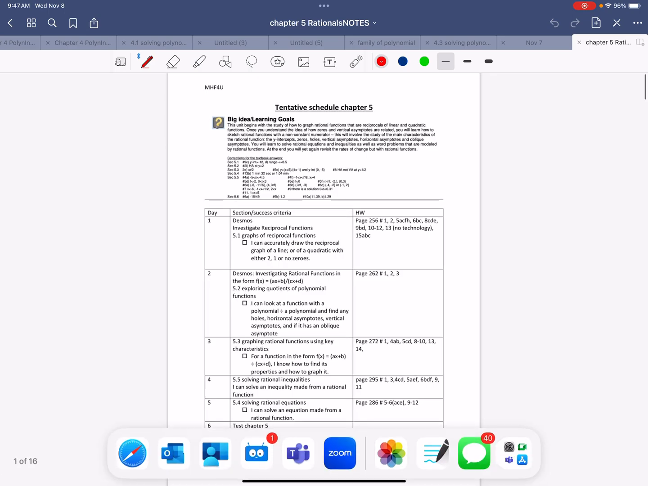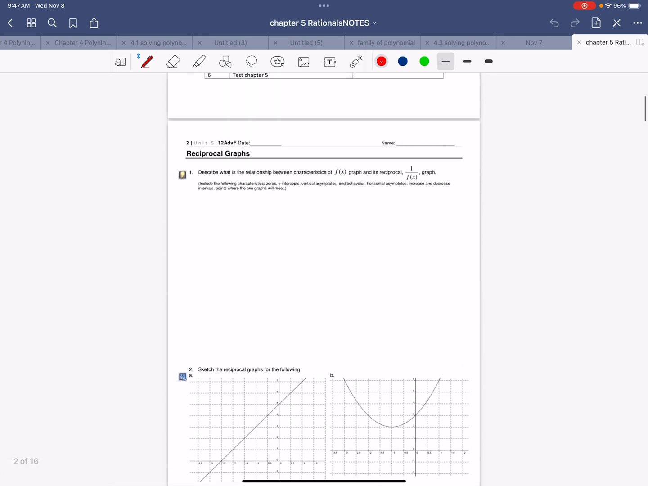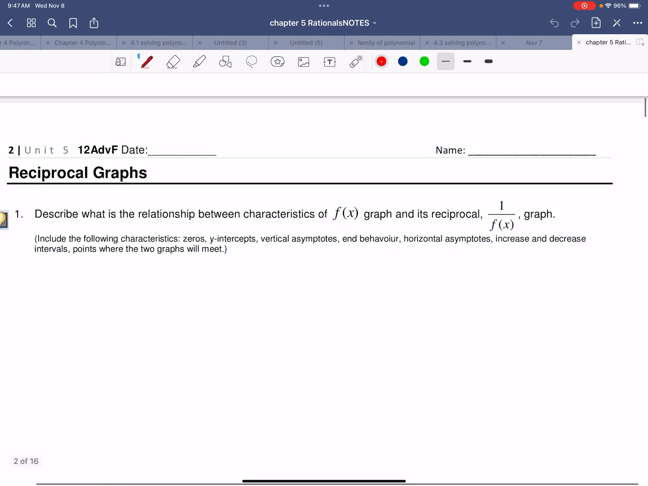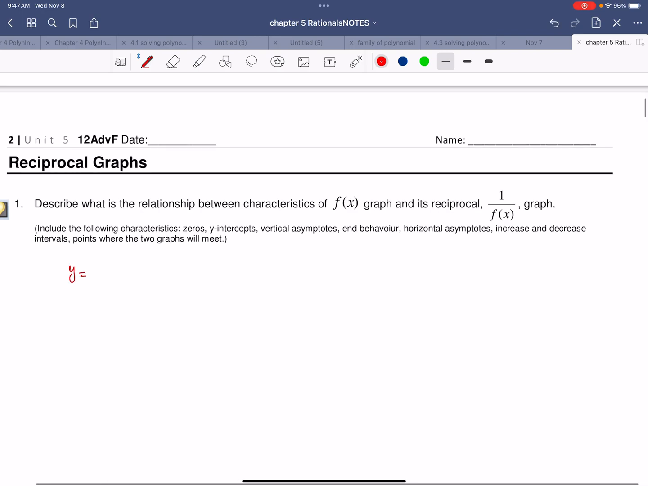So first thing, let's describe what a reciprocal function is. A reciprocal function is when you have a function, let's say, y equals x plus 5. A reciprocal function would be 1 over x plus 5, right? So these are reciprocals of each other.